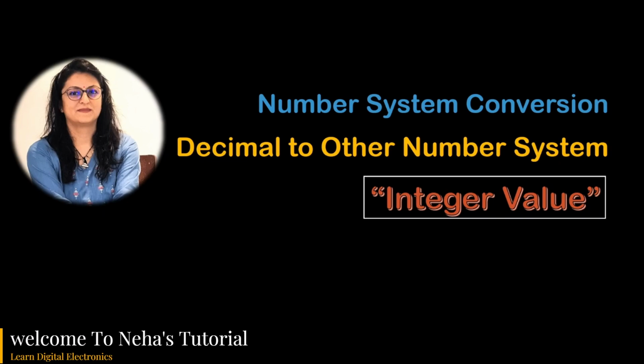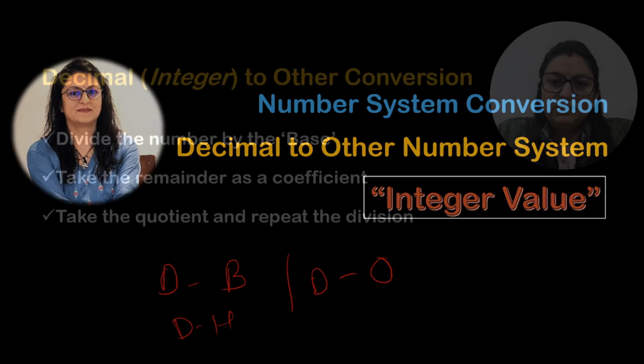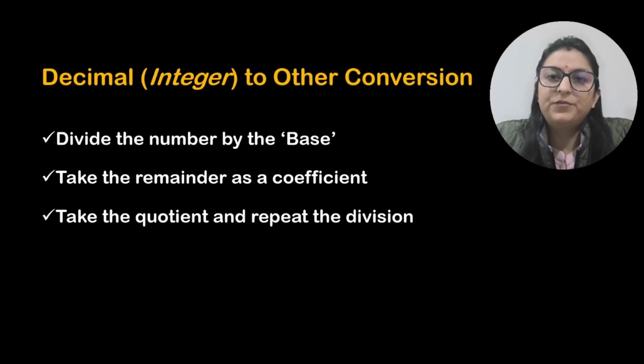Hello students, let us learn today number conversion, decimal to any other number system. So from decimal to binary, decimal to hexa and decimal to octal. In this video we are going to see all three conversions with a single rule. Let us understand the first step.